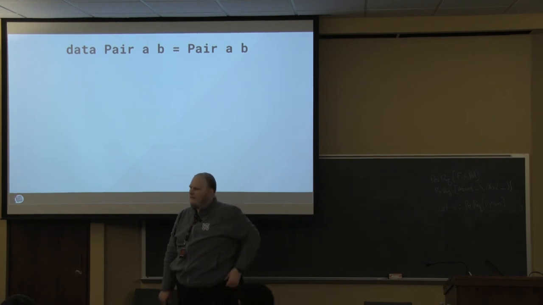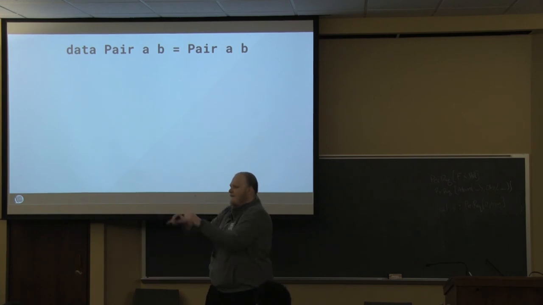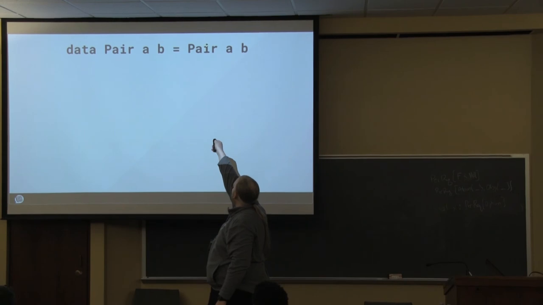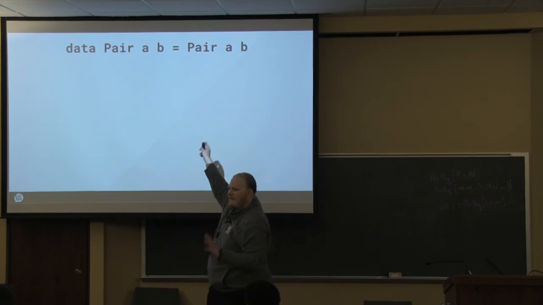Wait, so the equals is a value constructor? No, the equals is not a value constructor. That's just taking the value constructor. Is that an operator, or a conditional, or a comparison operator? Neither. It's syntax. It signifies that this inhabits this type. Pair is defined right here, the outer Pair. Those can be different names, they're in different namespaces.